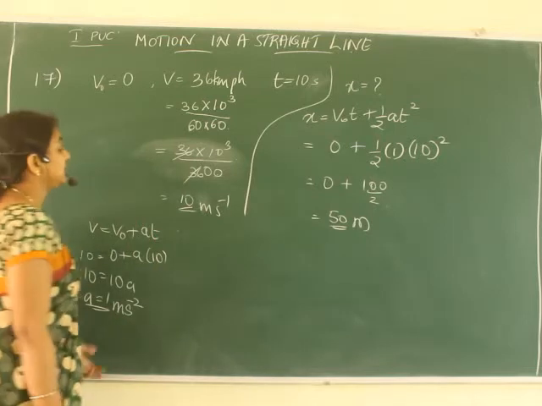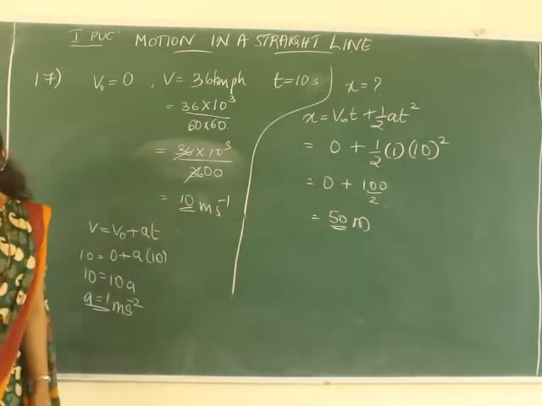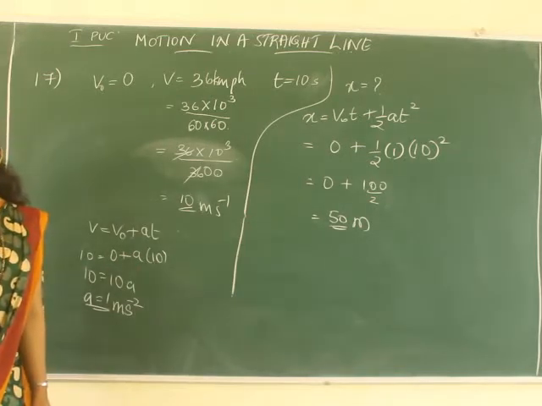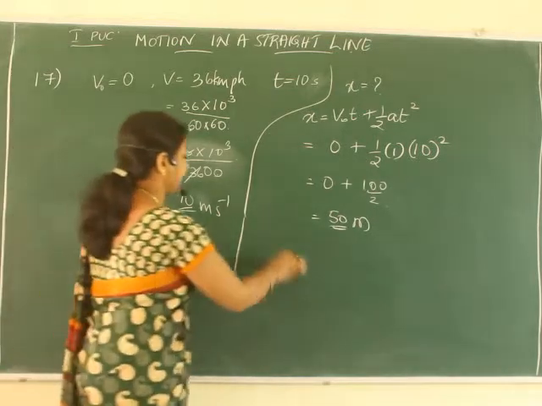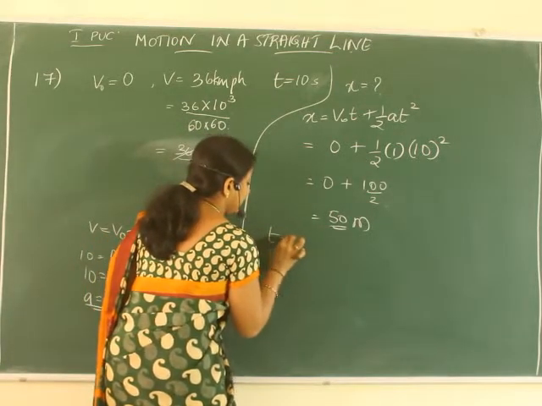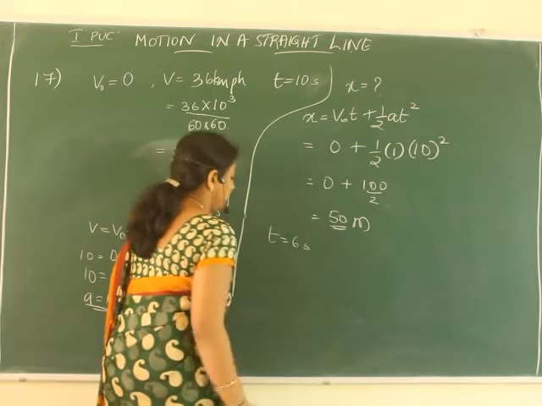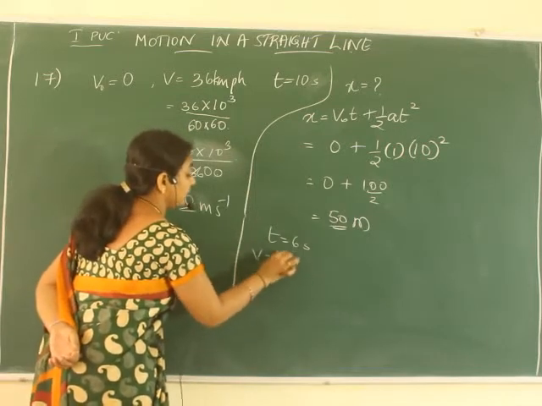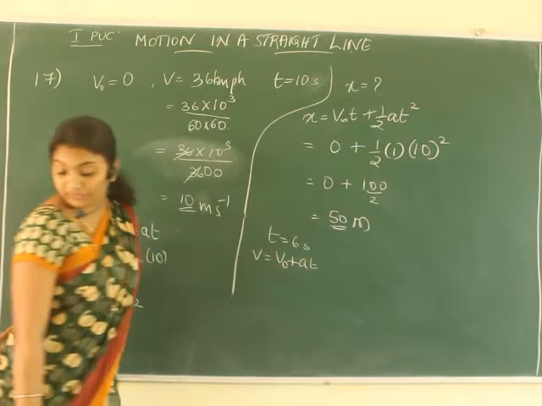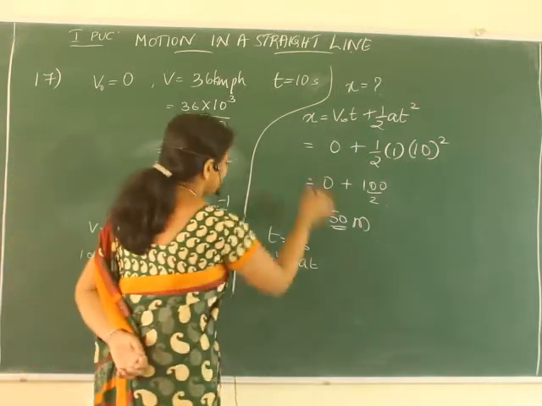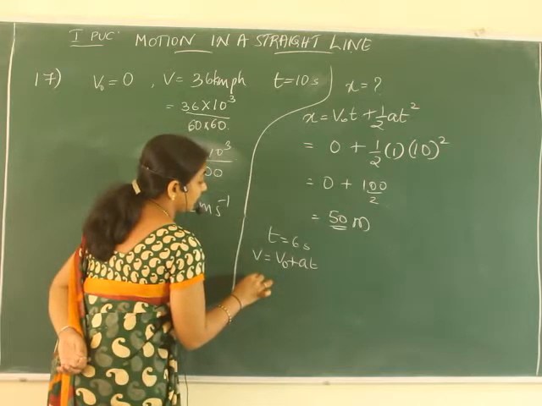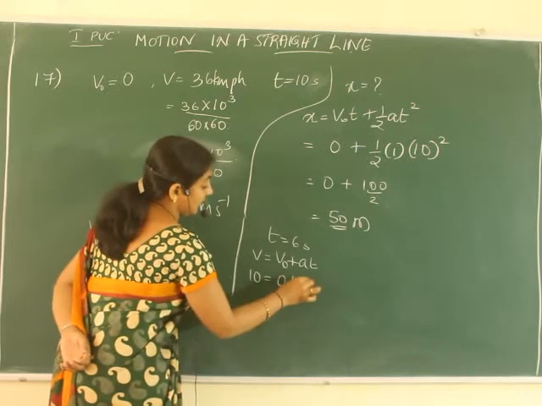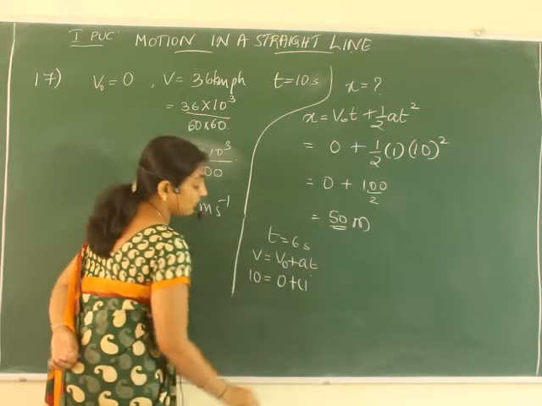Correct? Next, what you have to calculate? See, velocity at the end of 6th second. So, t is equal to 6 seconds. At the end of 6 seconds, what is the velocity asked? So, v is equal to v naught plus at. Since it is accelerating uniformly, same I can write. Final velocity is how much? 0 plus acceleration is 1 at the end of 10 seconds.